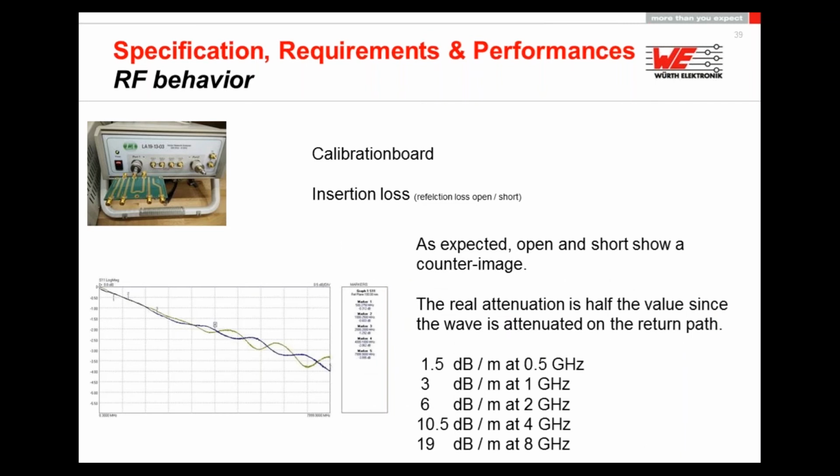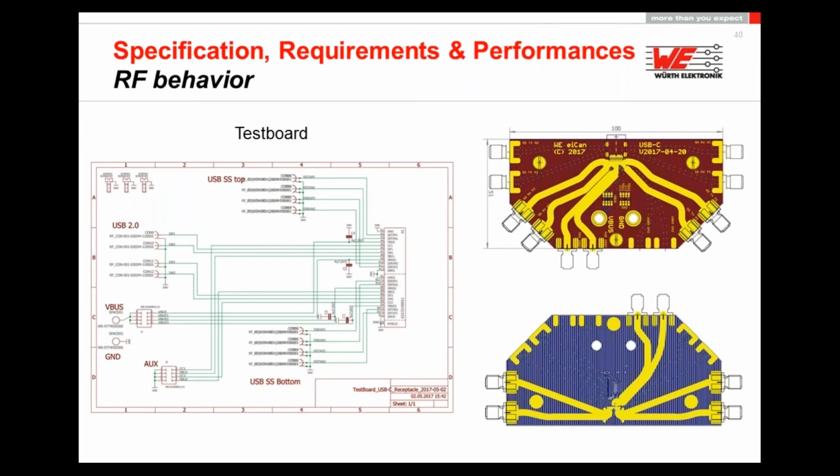Okay, I will use my mouse to explain that every time we have a peak on top, we also have a kind of valley on the other side for the open and the short. And this, of course, is affected by the frequency. So with the insertion loss, the higher the frequency, the more loss we of course have.